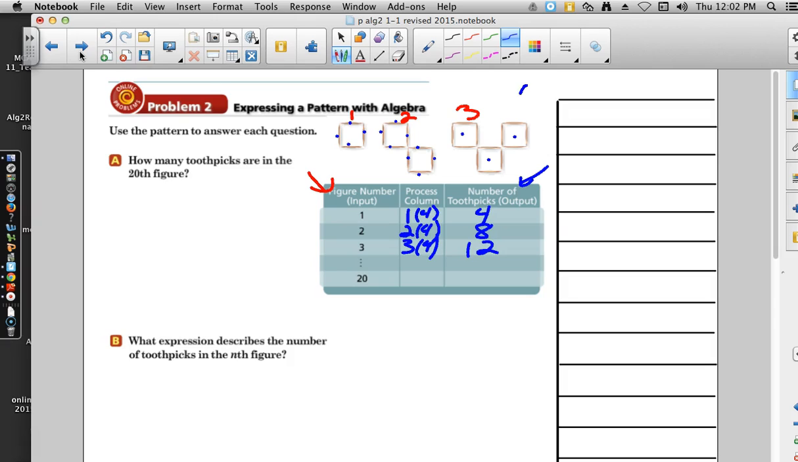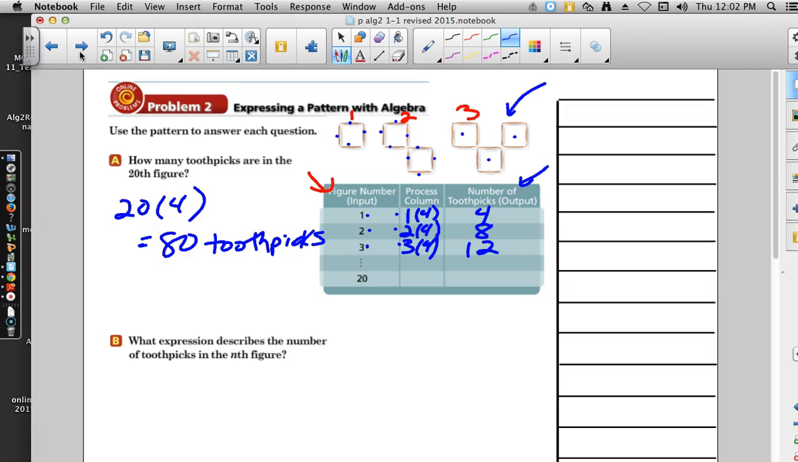And remember, that's the way I actually counted that last figure, was by saying, you know what, they all have 4. Well, just use 3 of them this time. So 3 times 4 is 12. So when I look at this, I figure out, wait a minute, these are both 1s, these are both 2s, these are both 3. So if I wanted to figure out the 20th figure, I just have to take 20 times 4. That's all I would have to do to figure out how many toothpicks I have there.